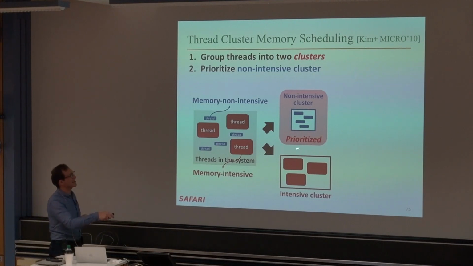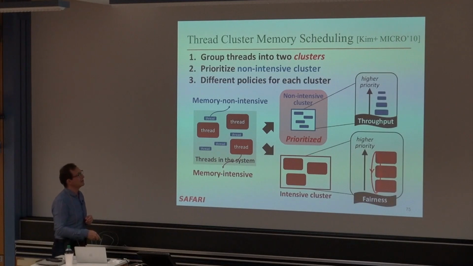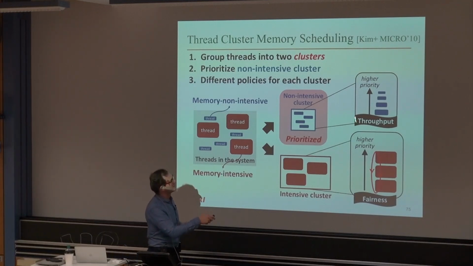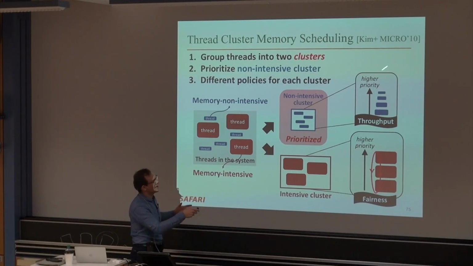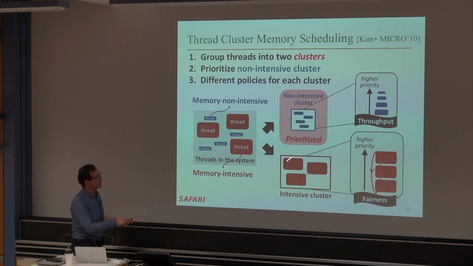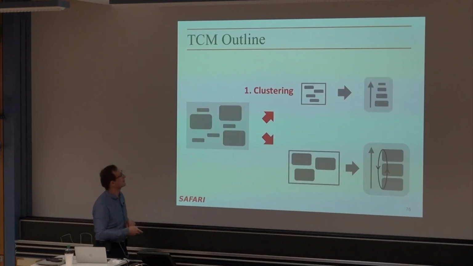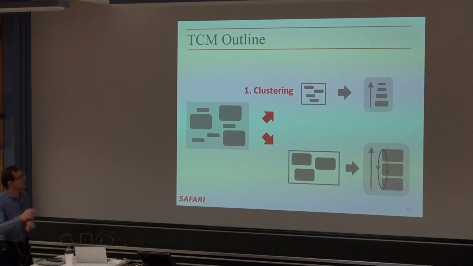So you prioritize the non-intensive threads over the other ones. That's good for throughput. And within the colony of mice, if you will, you prioritize the smaller mice over the bigger mice. That's taking it to the next level. Of course, this doesn't matter as much as prioritizing this over this, but we do that anyway. Within the colony of elephants, now you actually need to have a fairness-oriented policy, which is shuffling the thread ranking. So let's take a look at how you do each of these.